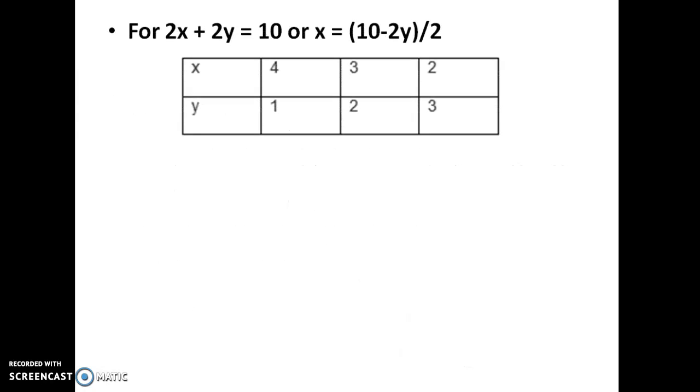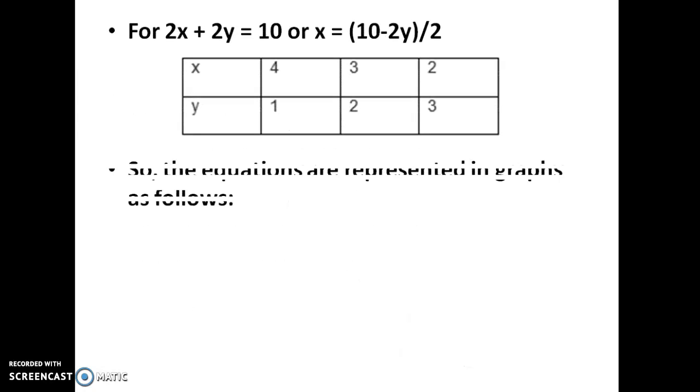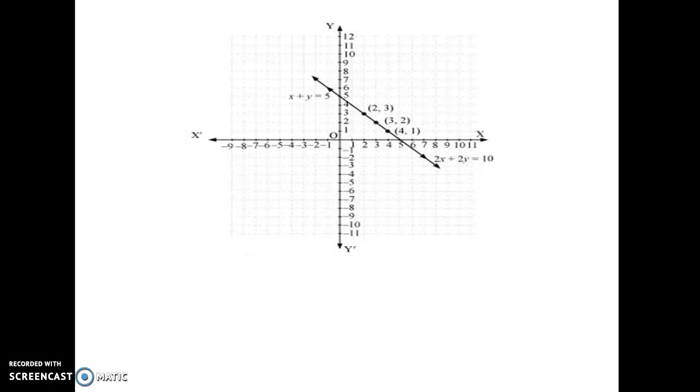So one more equation you have, and for that also similarly you have to find the solution. Then you have to plot it on the graph. So these coordinates are 4, 1; 3, 2; 2, 3. In the previous table also you got the same coordinates. So that means these two lines are going to coincide. These two lines are one above the other. So whatever point is there, they are on the same line.